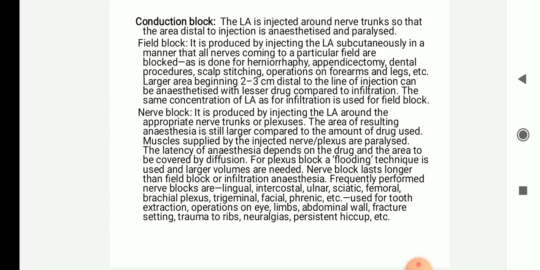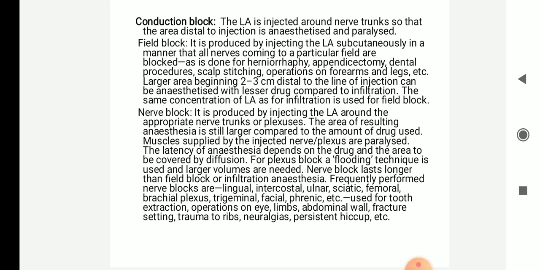Local anesthetic is injected around the nerve trunks so that the area distal to the injection is anesthetized and paralyzed. Conduction block is classified into field block and nerve block anesthesia. Field block is produced by injection of local anesthetic subcutaneously in the skin in a manner that all nerves coming to the particular field will be blocked. It is done for herniorrhaphy, appendectomy and dental procedures, scalp stitching, operations on forearms and legs, etc.